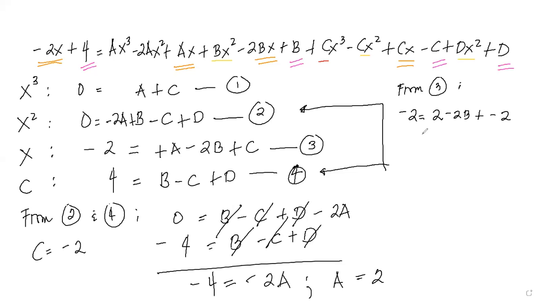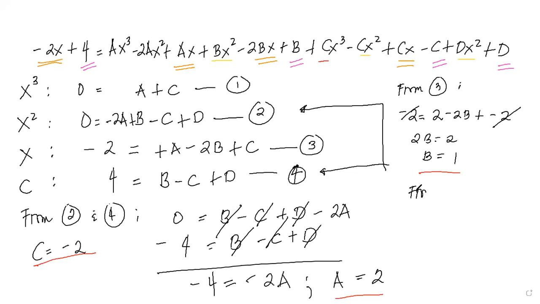Correct me if I'm wrong, or if you see that I'm missing something. So minus 2 is equal to A, which is 2, minus 2B, C is minus 2, correct? So 2B is equal to 2, so B is equal to 1. Yay! So we have known the first three. So we have the C, we have the A, and we have the B. So the remaining is the D. So we can solve the D in the equation that has the least number of terms. So you have equation 4.